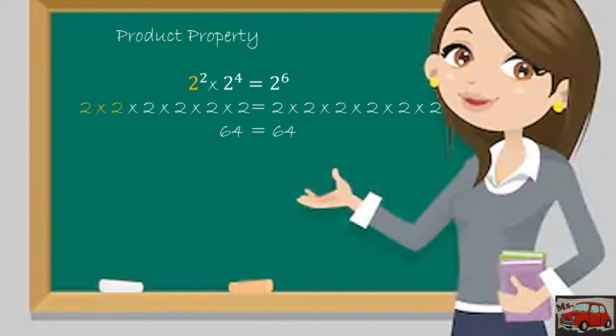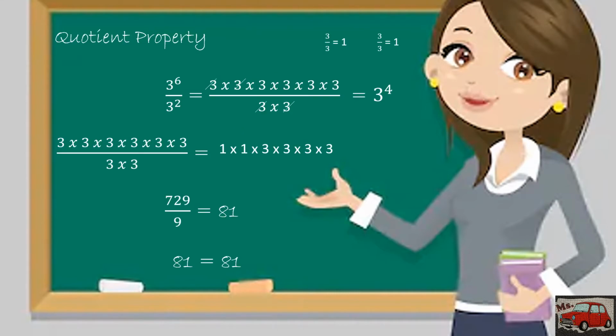So, kung isosolve natin yung 2 squared, that is 4. 2 to the 4th power, that is 16. And then, when you multiply that, that is 64. Kung isosolve naman natin yung 2 raised to 6th, so, mumultiply mo lang yung 2 ng 6 na beses, then you'll get the same answer, which is 64.